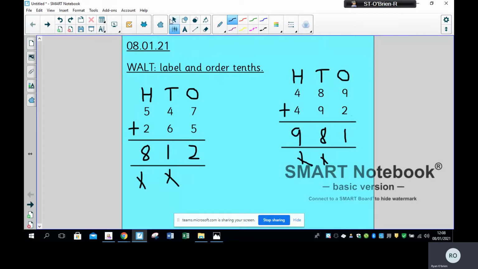Don't worry if you didn't have anywhere to do it, it's not that important. It's just a recap to remind ourselves. So now we're going to start on our fractions.